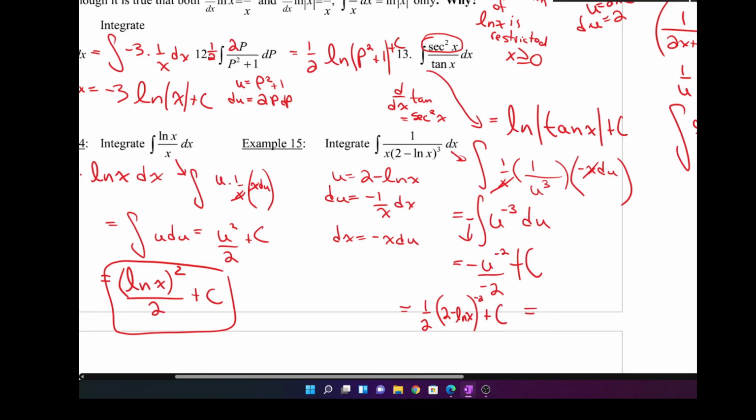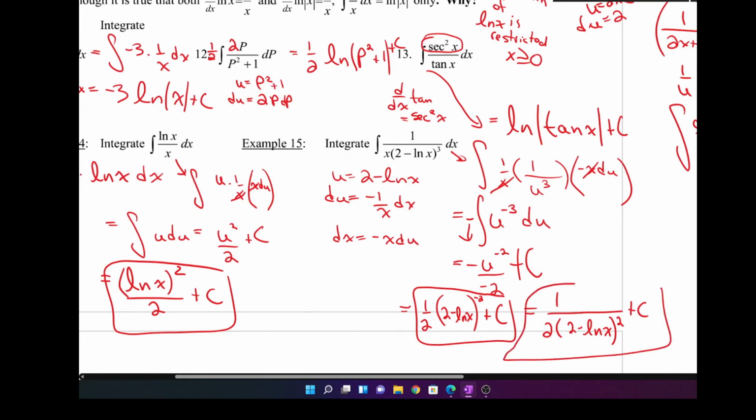And you can leave it like that, or if you're feeling really compulsive about it, you can say this is 1 over 2 times (2 minus the natural log of x) squared plus c. And that's your final answer on that one, okay?